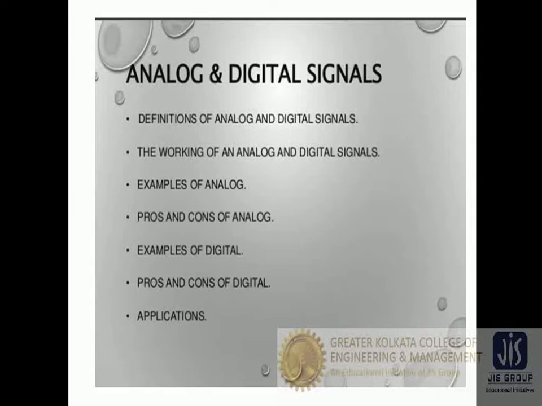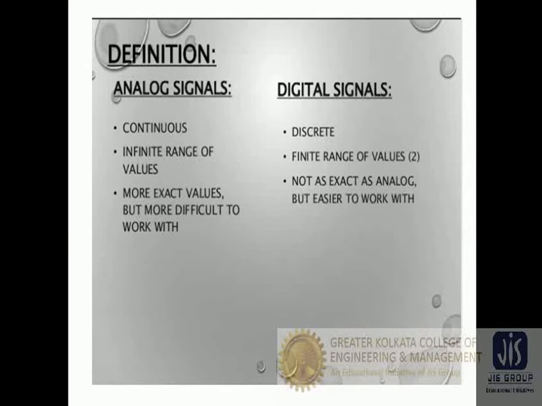Let's move to the first topic, the definitions of analog and digital signals. First comes the analog signal. Analog means it is continuous in nature, and next, it has an infinite range of values. We will discuss step by step. More exact values but more difficult to work with. We will explain each and every point of these analog signals. It is continuous, it has an infinite range of values, and more exact values but is difficult to work with.